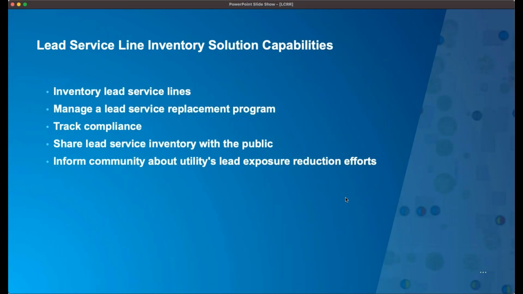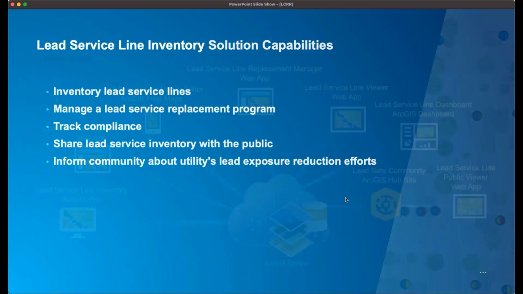Now, what that solution enables you to do are these 5 primary workflows: to inventory your lead service lines and manage that inventory, to manage a lead service line replacement program, to track your compliance, share that lead service inventory with the public, and then tell your story to the public about how your utility is working to reduce the possibility of their exposure to lead.